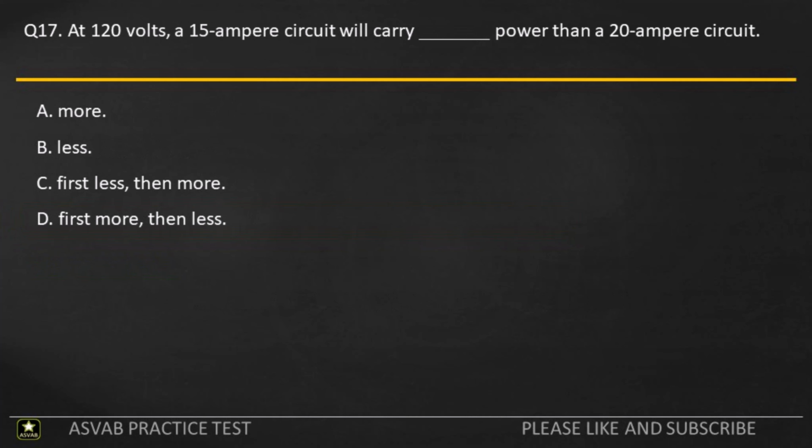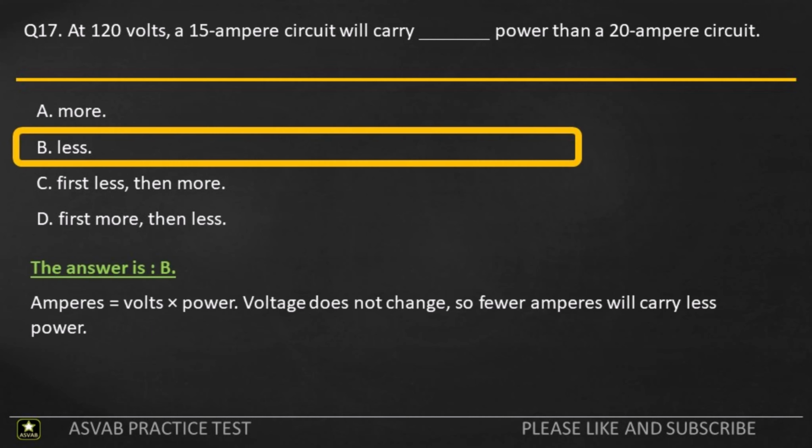Q17. At 120 volts, a 15 ampere circuit will carry power than a 20 ampere circuit. A. More, B. Less, C. First less, then more, D. First more, then less. The answer is B. Power equals amperes times volts. Voltage does not change, so fewer amperes will carry less power.